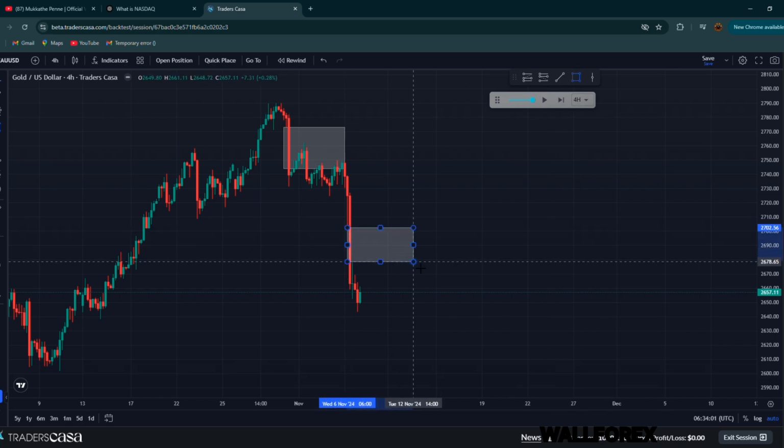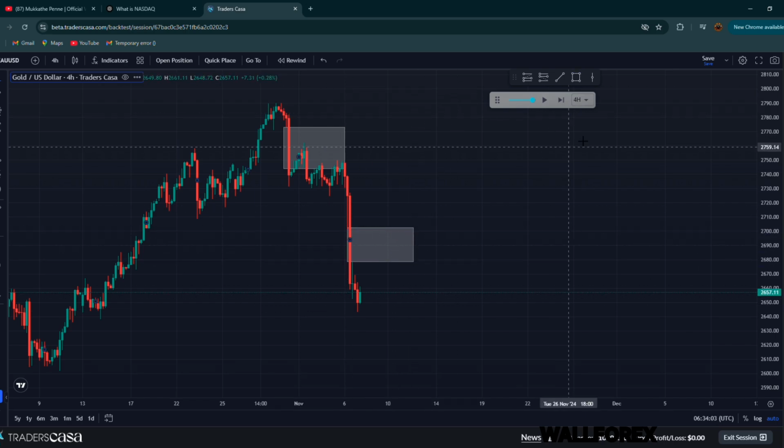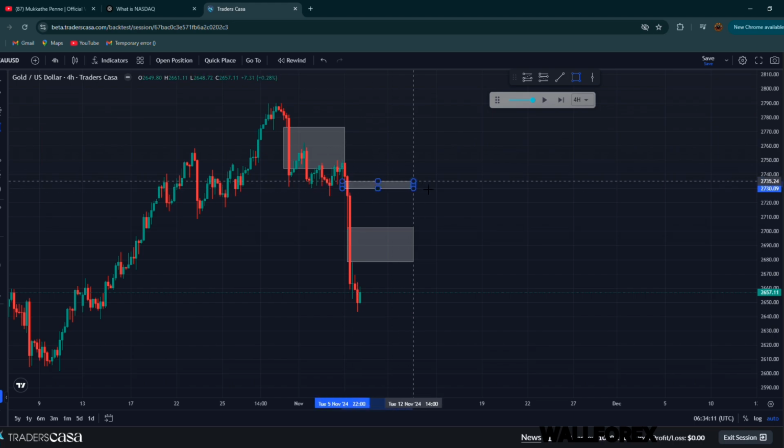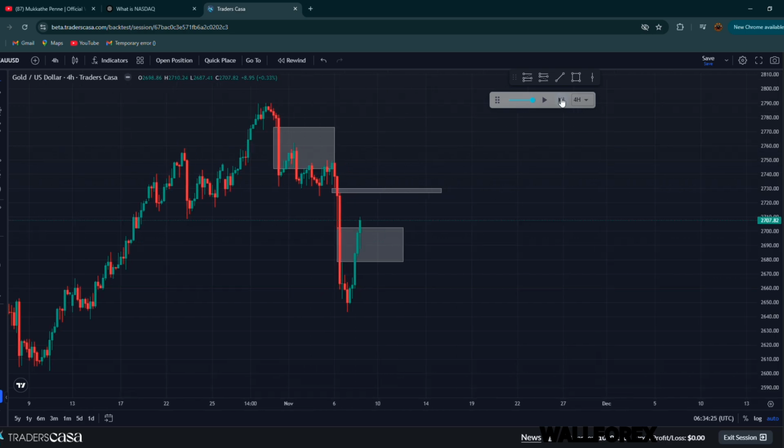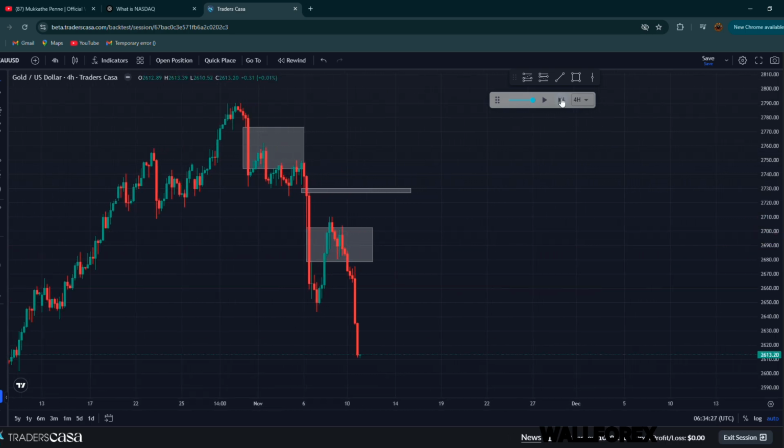Let's see if this bearish fair value gap gets respected. If this bearish fair value gap gets respected, there's a higher chance of going upward. I think this bearish fair value gap can get respected, because this is in the discount area of the premium and discount range. Let's see which one will get respected.